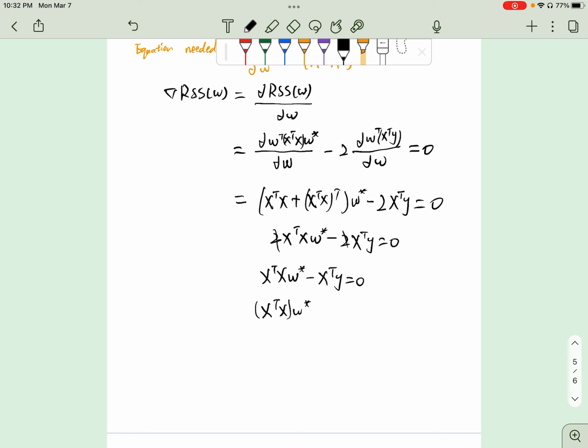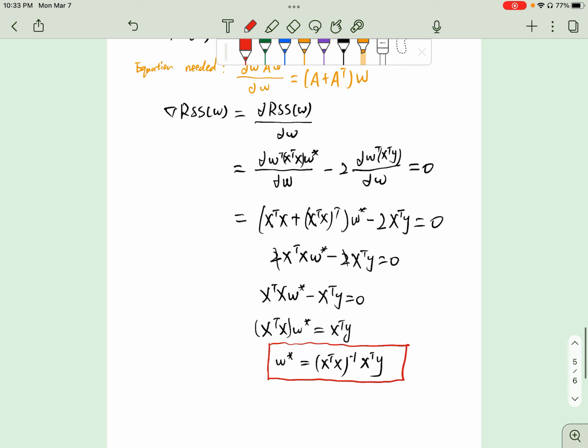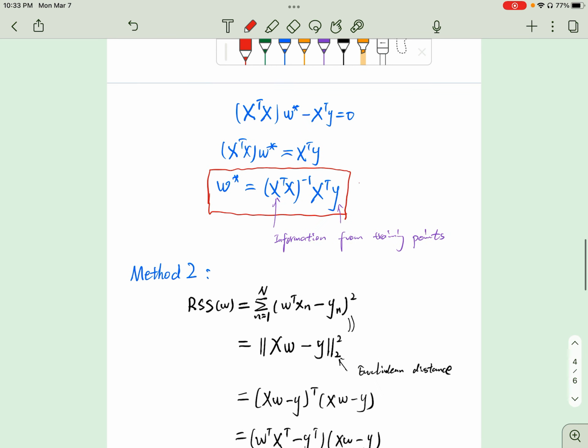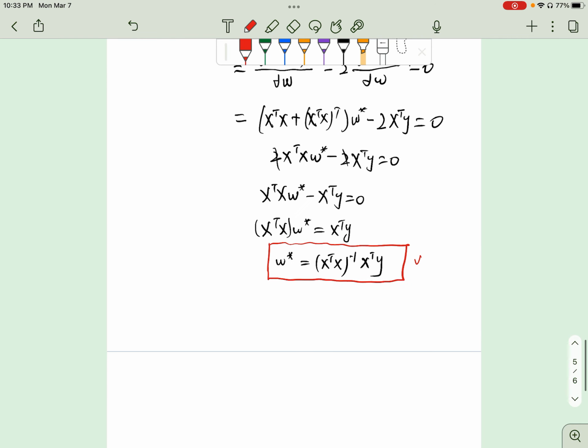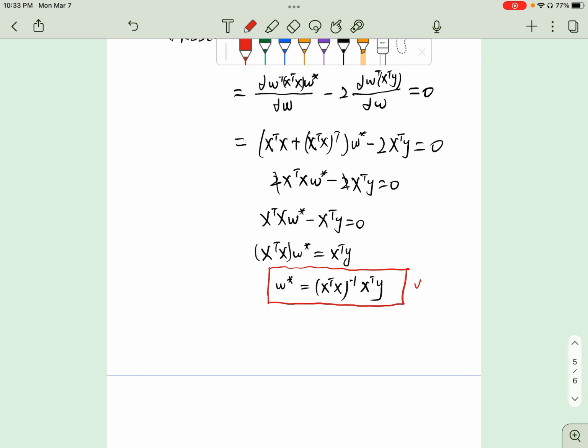If we just move the x transpose y to the right hand side, then our optimal weights is (x transpose x) inverse x transpose y. So this is the closed form we got from the second method. If we compare, this result is exactly the same as the first method here. And this second method seems easier. And so this is the closed form that we have.